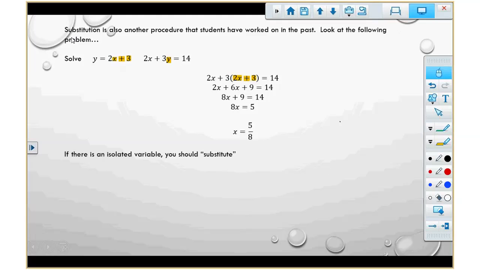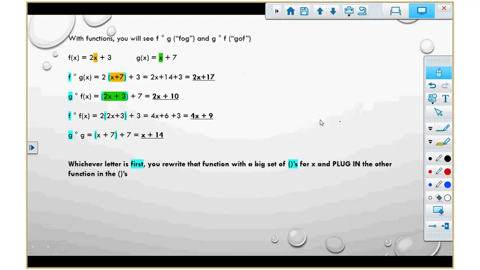Here, they told you to substitute. So y is equal to 2x plus 3. So where there's a y, you plug in 2x plus 3 and do the math. They're going to do the same thing, except it's going to be a little bit different. Here's what they're going to do. They're going to give you functions. We see f composed of g. I call that fog. And then I call this golf. All right, fog, golf.